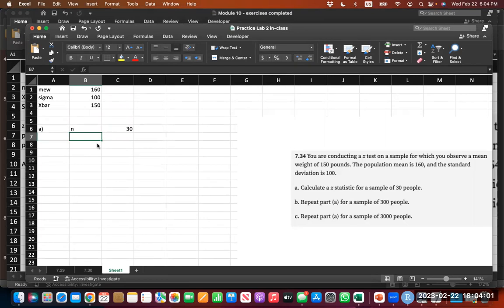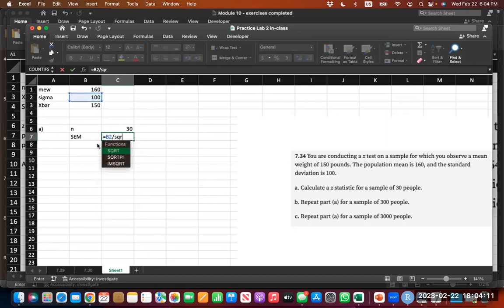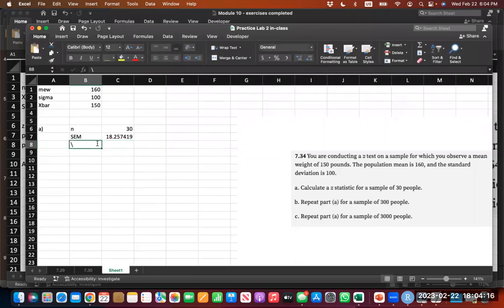Let's do a regular hypothesis testing. So we have a Z test, we do a standard error of the mean, which is sigma divided by the square root of n, which is 18.257. Consequently, our Z equals x bar minus mu divided by the standard error of the mean. So minus 0.54.